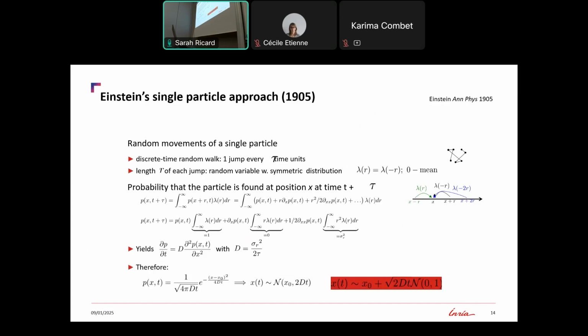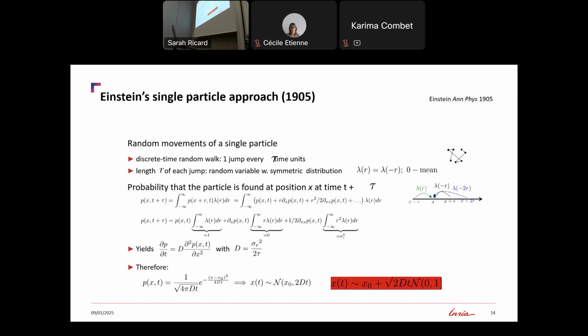And what you get is that P is just the solution of that, which is a Gaussian distribution. And that's really important because that tells you that the successive position of your random walker is just a random variable with Gaussian distribution with mean x0, the initial position, and variance that is 2 times D times t, right? And here D is given by the equation there. It's the half variance divided by the time step.